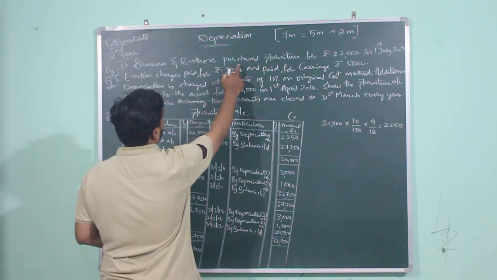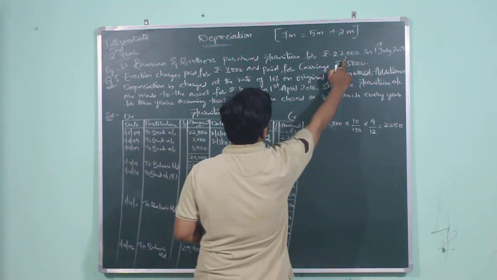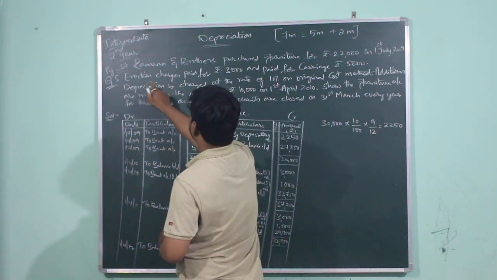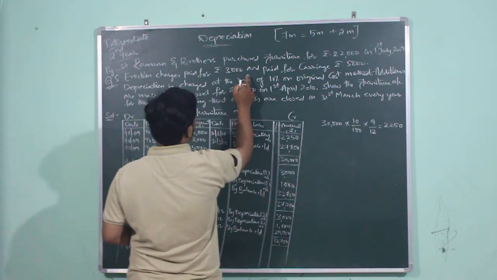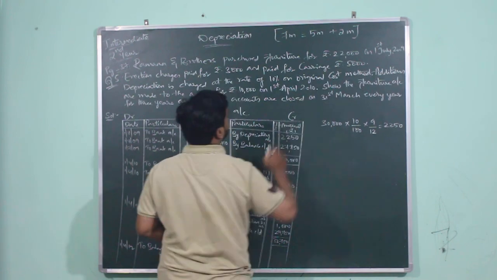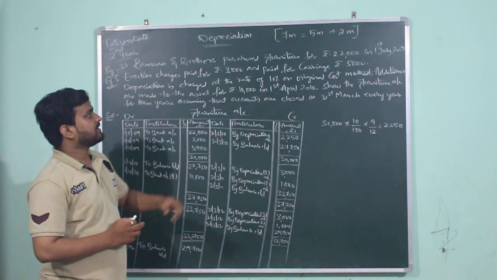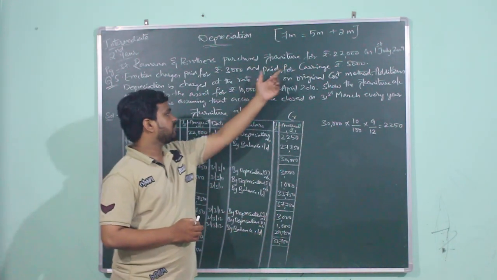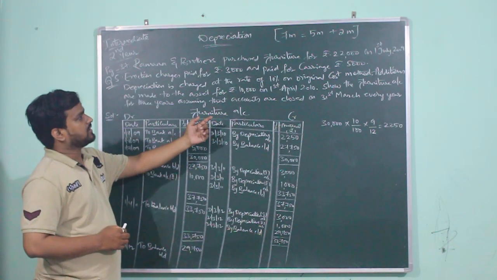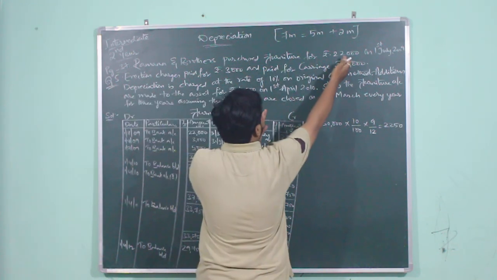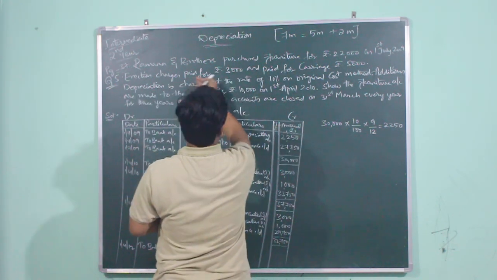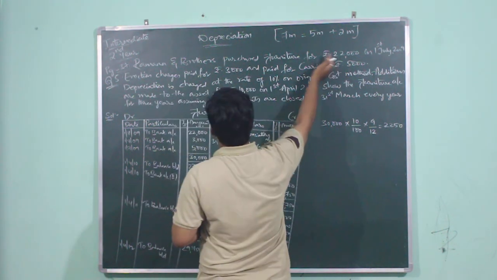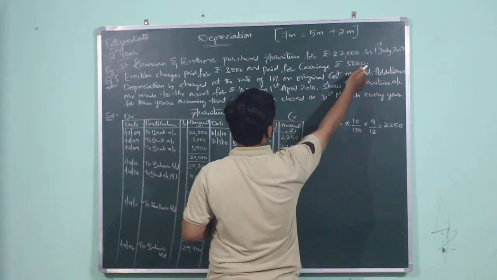Ramana and brothers purchased furniture for rupees 22,000 on 1st July 2009. Erection charges paid for rupees 3,000 and paid for carriage 5,000. So Ramana and brothers are purchasing a furniture here. What is the name of the asset that they are purchasing? Furniture. So we will be preparing furniture account. They are purchasing the furniture for 22,000. They have spent rupees 3,000 for erection and 5,000 for carriage. So what is the cost of the asset? 22,000 plus 3, 25, 25 plus 5, 30.